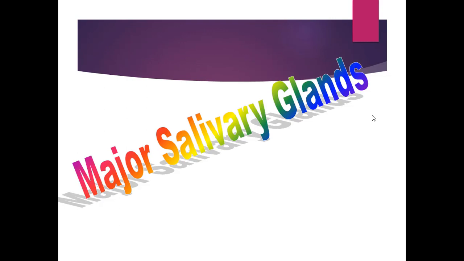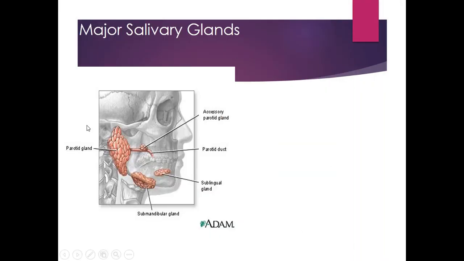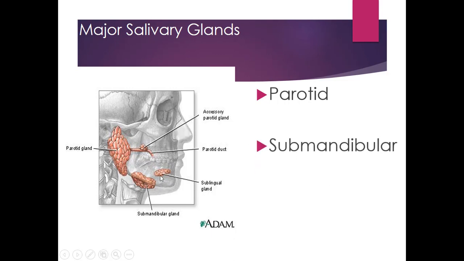Okay, so let's talk about the major salivary glands, and I think at this point you're pretty familiar with these. The major salivary glands are the parotid gland, which is paired. They're all paired: the parotid, the submandibular, and the sublingual. So your major salivary glands, again, the parotid, and there's an accessory parotid gland, the submandibular, and the sublingual.